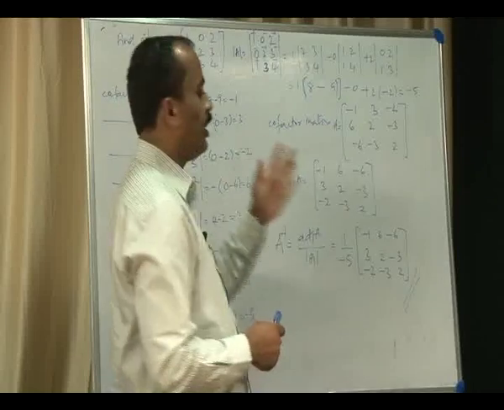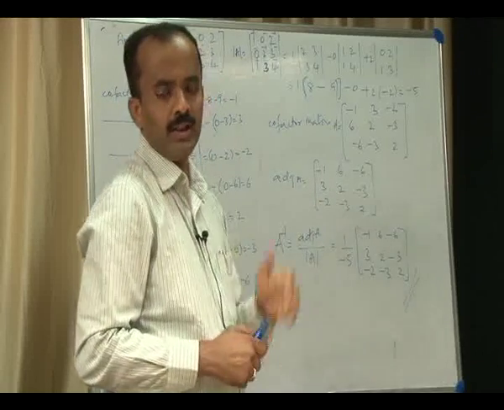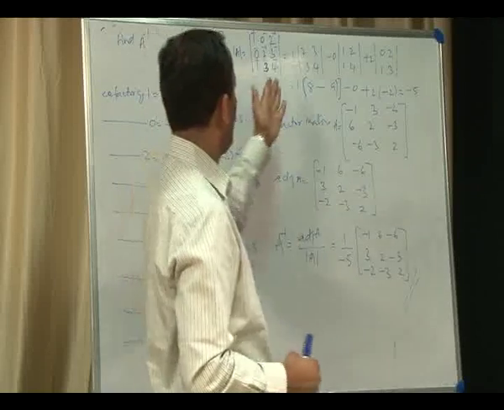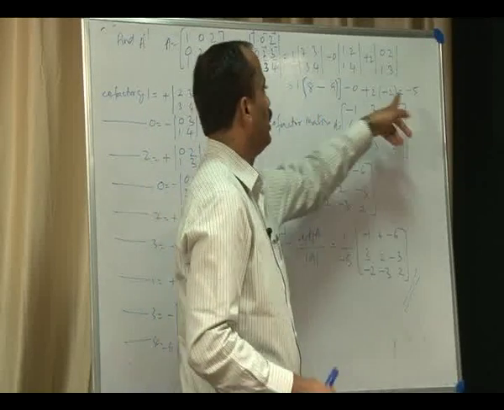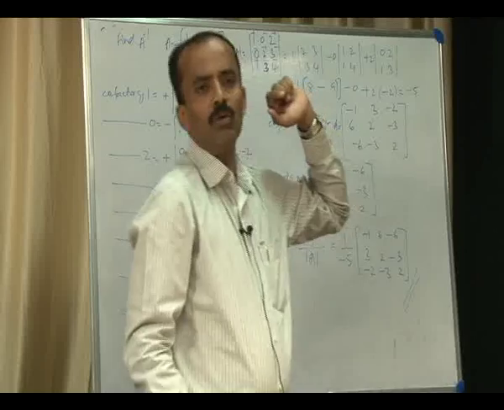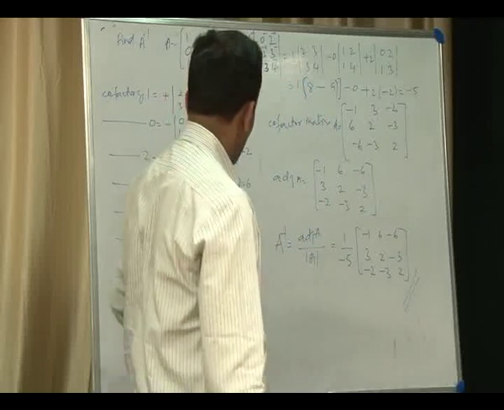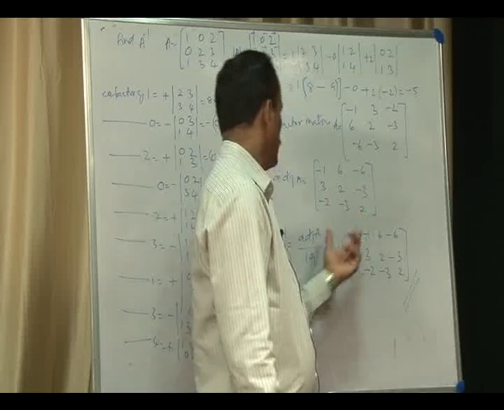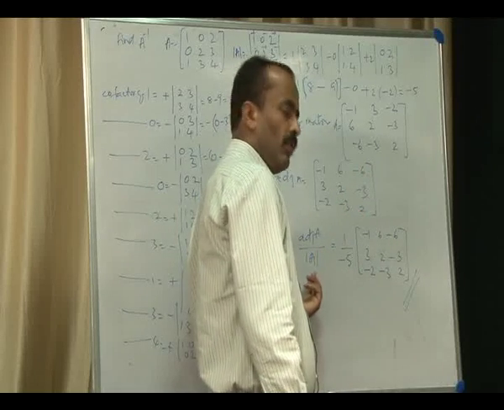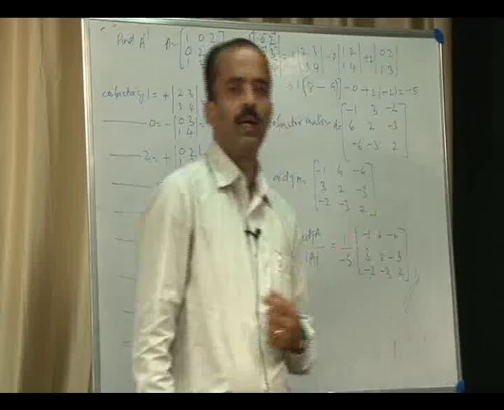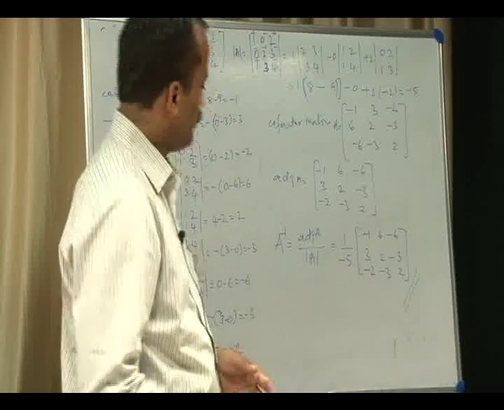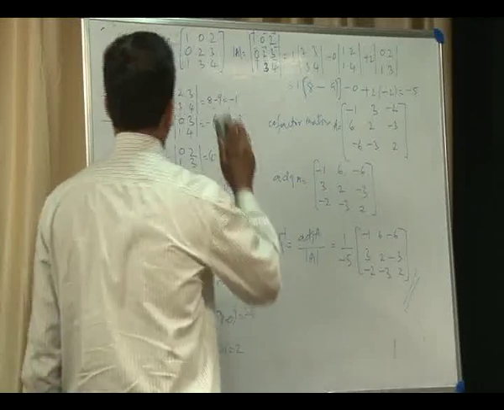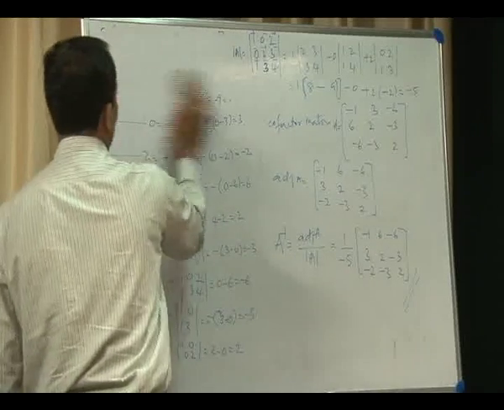This is a way of finding the inverse of a 3 cross 3 matrix. First we have to find the determinant of A and it should not be equal to 0. Then we have to find cofactors for each and every element. You write the cofactor matrix, adjoint of a matrix, you write the formula for A inverse, you substitute, that ends the problem. This is the way of finding the inverse of a matrix.